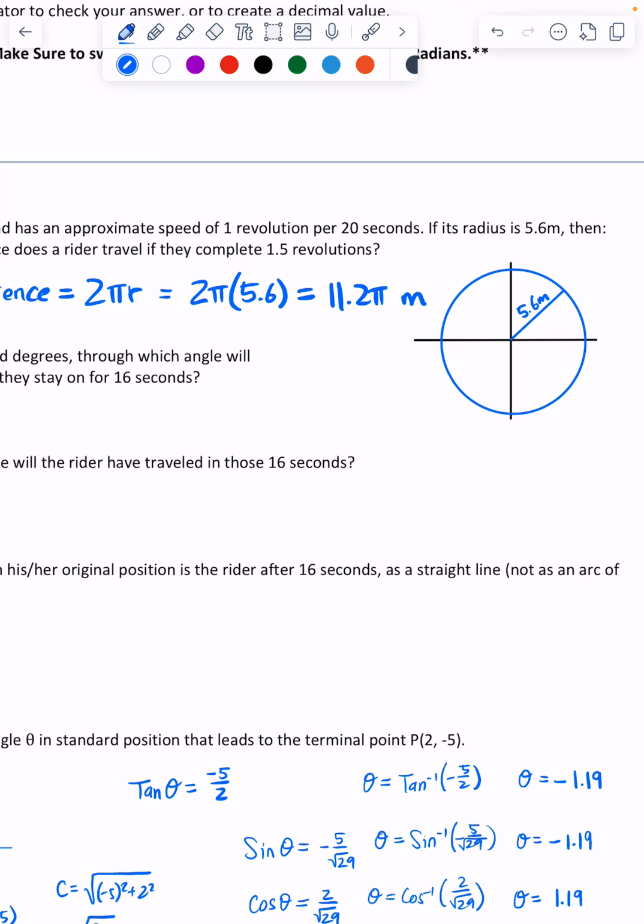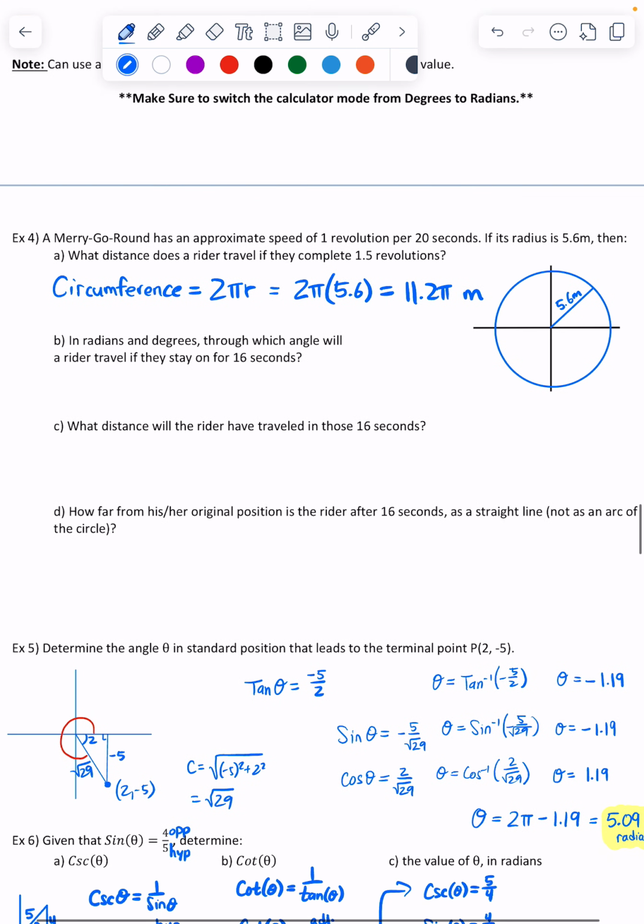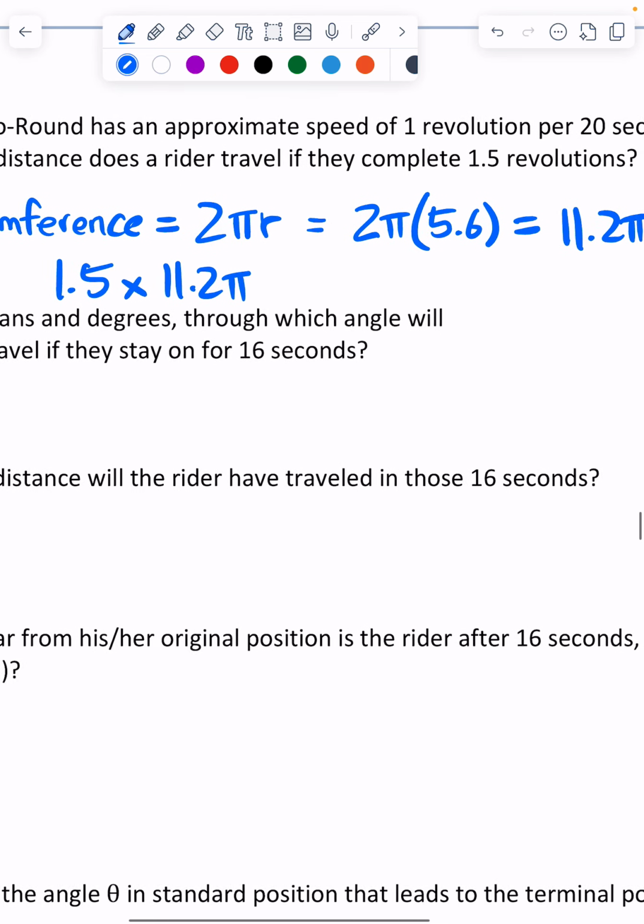It's probably approximately 40. And we're talking about meters around the entire merry-go-round. And in this question, it says that the rider does 1.5 revolutions. So we just want to multiply 11.2 pi times 1.5 because they do 1.5 circles.